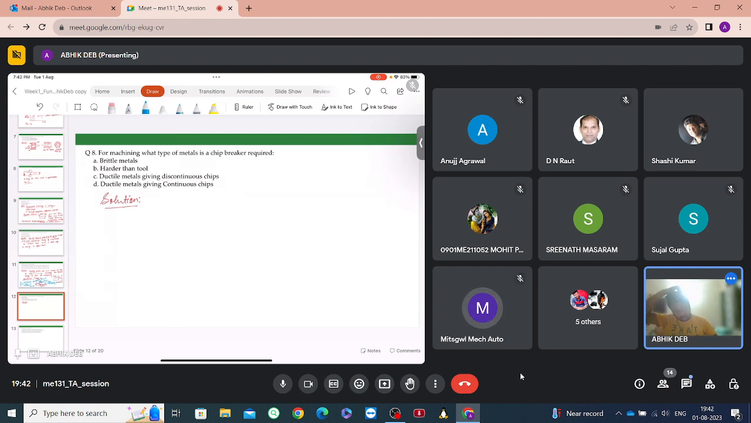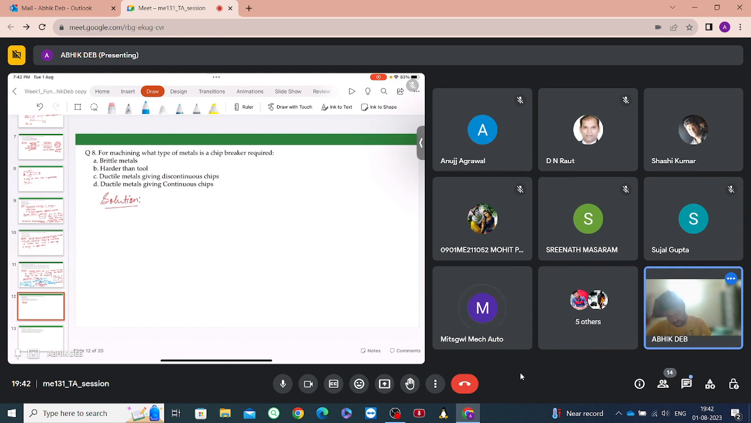So machining metals, a chip breaker is required in which of these? Brittle metals, metals harder than the tool, ductile metals giving discontinuous chips, or ductile metals giving continuous chips. So you have answered option number D.